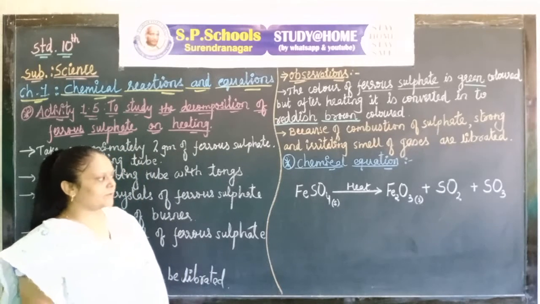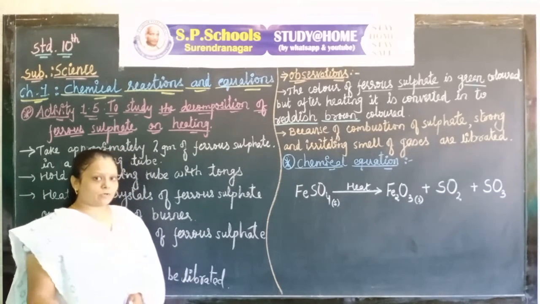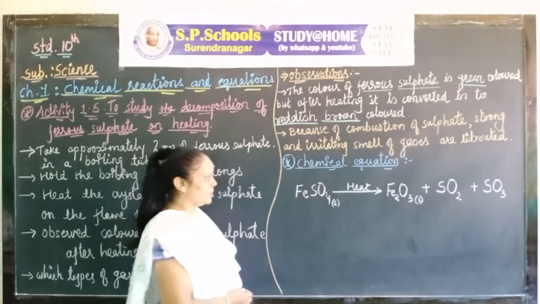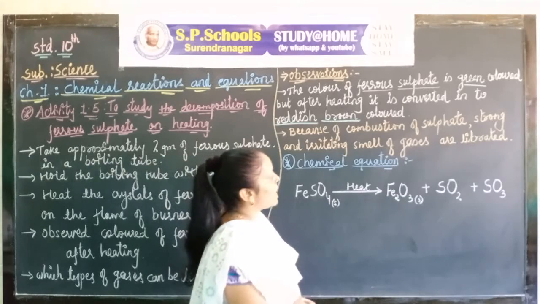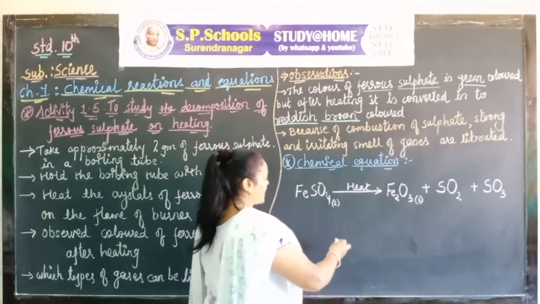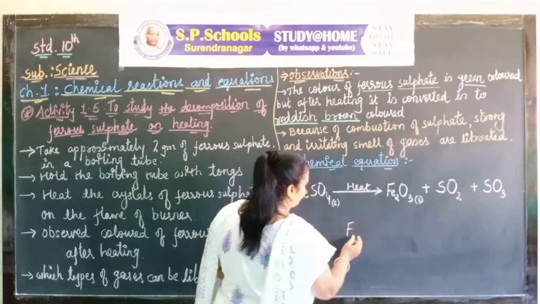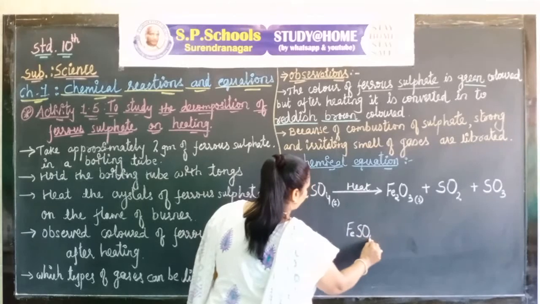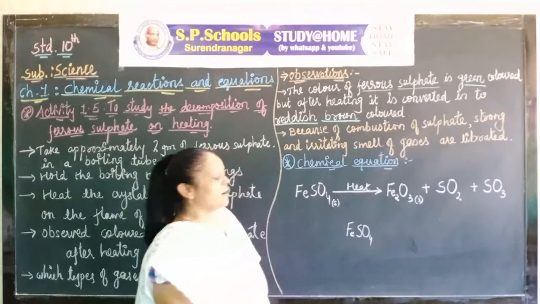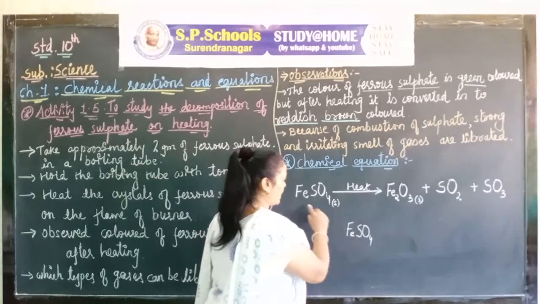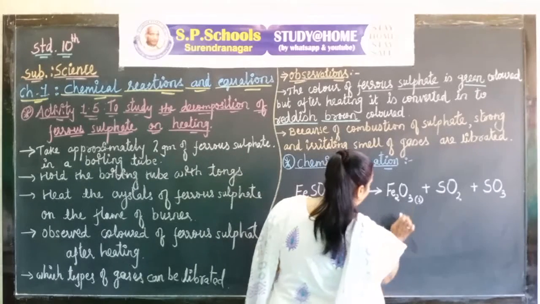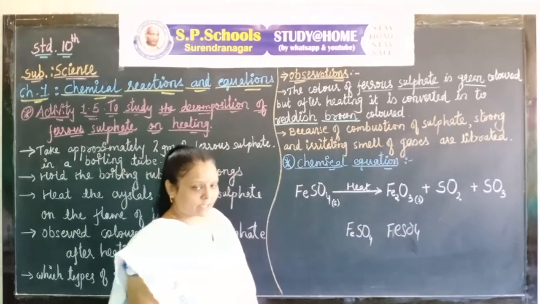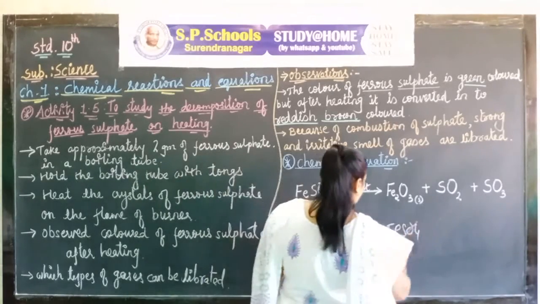In lower standards we already learned the method of writing chemical formulas and molecular formulas, how to write atoms. We always write in this form: F capital, e small, S capital, O capital, and the subscript of O we write 4, FeSO4. We cannot write it this other way. These are wrong methods to represent the molecular formula.